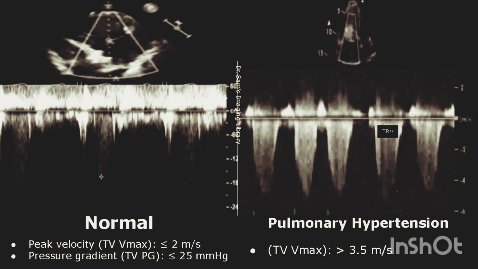Here is a spectral Doppler waveform of pulmonary hypertension. The velocity at the tricuspid valve will be very high. It is more than 4 meters per second in this graph. It is associated with tricuspid regurgitation.